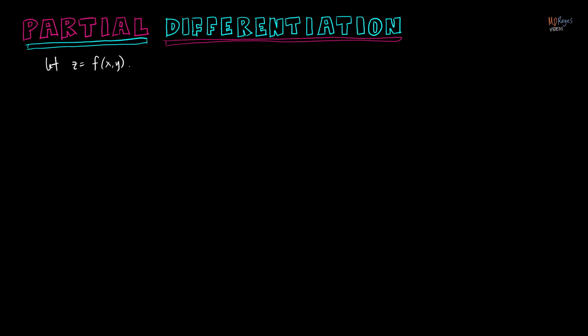Now, if z is differentiated with respect to only one variable, so let's say, for example, we differentiate z with respect to x only, then we have to take y as a constant. Then that differentiation process is called partial differentiation. Now, in partial differentiation, instead of using small d in our notation, we'll be using the small letter for delta.